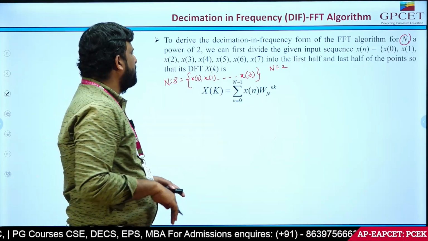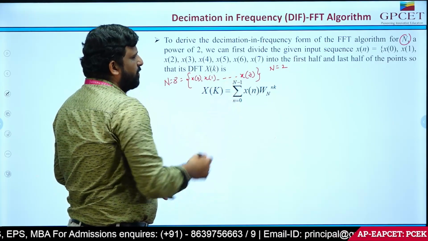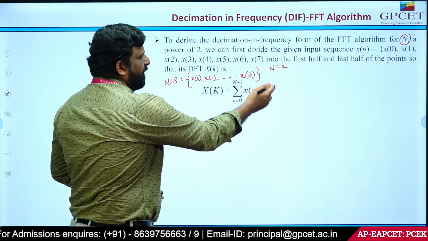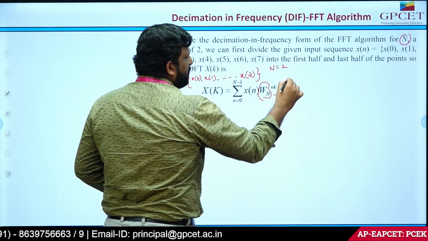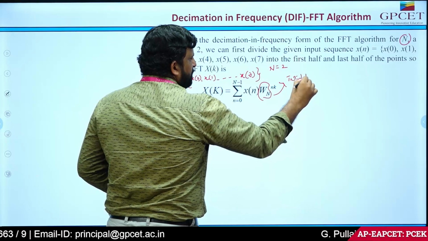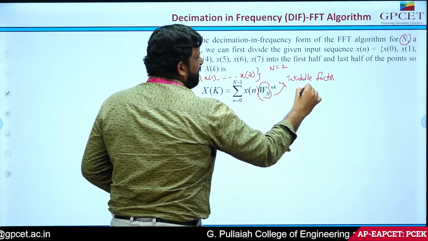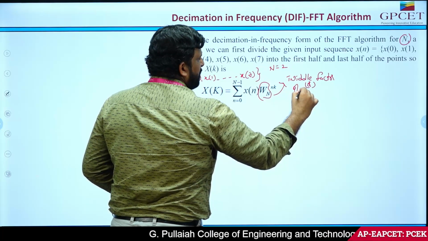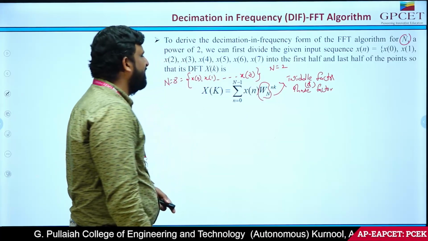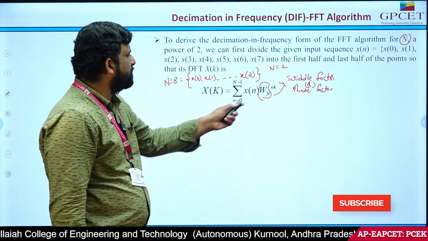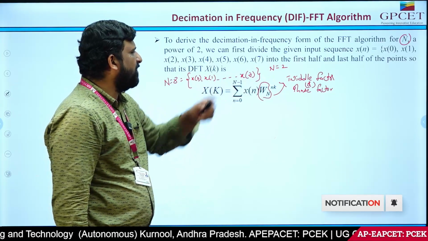We know that the DFT equation is X of k given as summation n is equal to 0 to N minus 1 x of n W_N to the power of nk. What is this W_N to the power of nk? It is said to be a twiddle factor, or phase factor. We call it a twiddle factor or phase factor. So by using this particular DFT equation, X of k is equal to summation n is equal to 0 to N minus 1 x of n W_N to the power of nk.